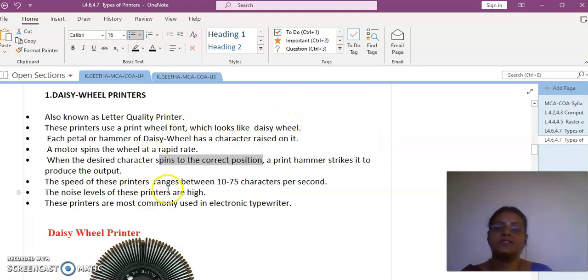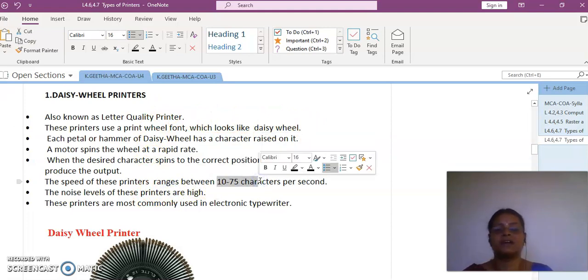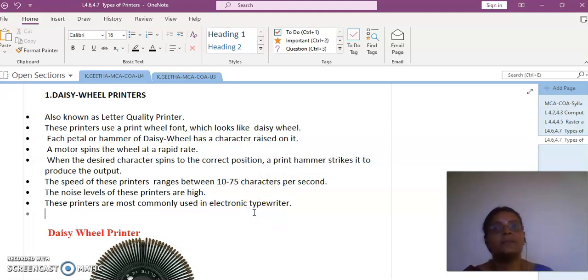Coming to the speed of these printers, it ranges from 10 to 75 characters per second. As we already discussed, character printers are of low speed. The noise levels of these printers are usually high because there is mechanical movement, and every time the head has to strike on the paper. Whenever it strikes the paper, obviously there will be noise, so it is noted for its noise, which is usually a drawback. These printers are most commonly used in electronic typewriters. So this type of printer is found in electronic typewriters.